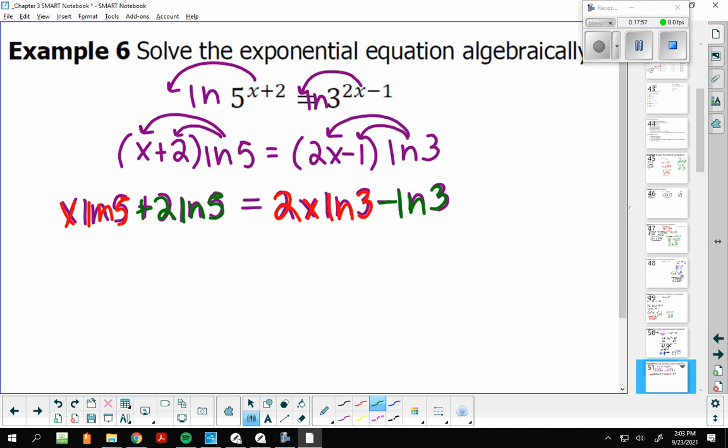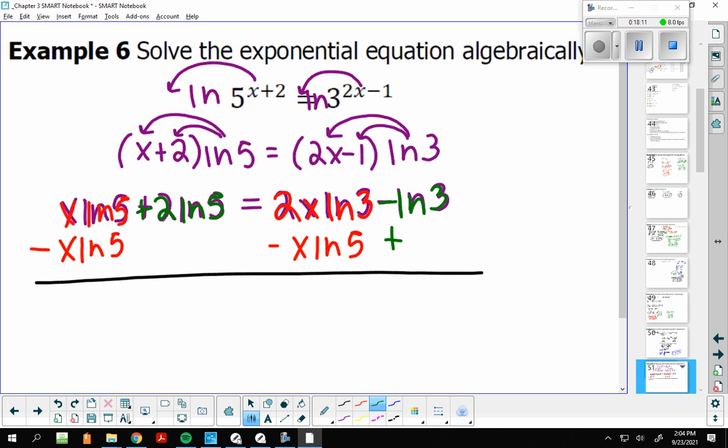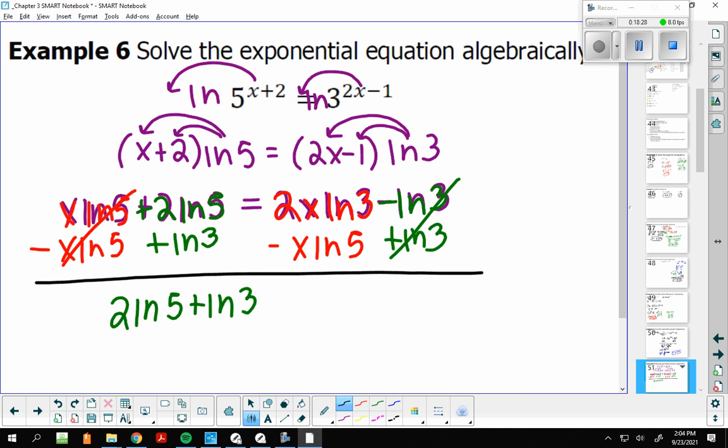Doesn't matter which side, but I'm going to keep my variable terms positive, so I'm going to keep them on the right side. Actually, it really doesn't matter what side you put it on. I'm going to put my variable terms on the right side, and then I'm going to put my constants on the left side. So on the left side, these are not like terms, so you can't add them. We have 2 natural log of 5 plus the natural log of 3, which is just going to be some number when we plug it in. On the right side, we have 2x natural log of 3 minus x natural log of 5.